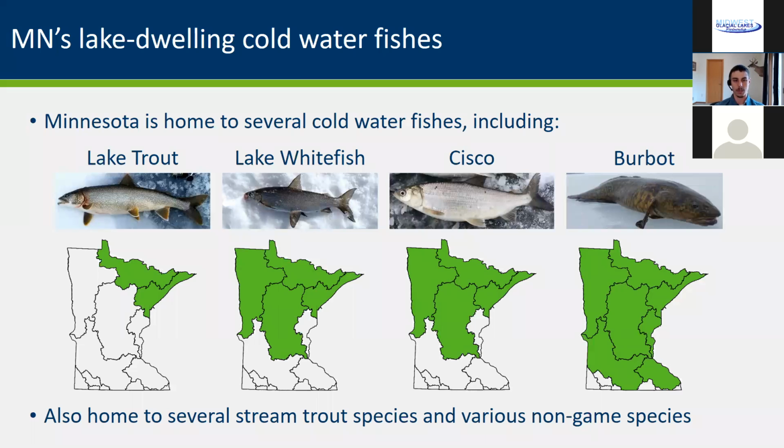But burbot are also fairly cryptic and difficult to sample using traditional fisheries survey gears, so less is known about the species. In addition to these 4 species, several stream trout species such as native brook trout and non-native brown trout and rainbow trout, and several non-game species such as deepwater sculpin are also present in lakes across Minnesota. For the remainder of this presentation, we'll be focusing on lake trout, lake whitefish, and Cisco. Of these 3 species, lake trout have the most stringent habitat requirements in terms of summer water temperature and oxygen, followed by lake whitefish and Cisco. I'll be further describing this in the next few slides.